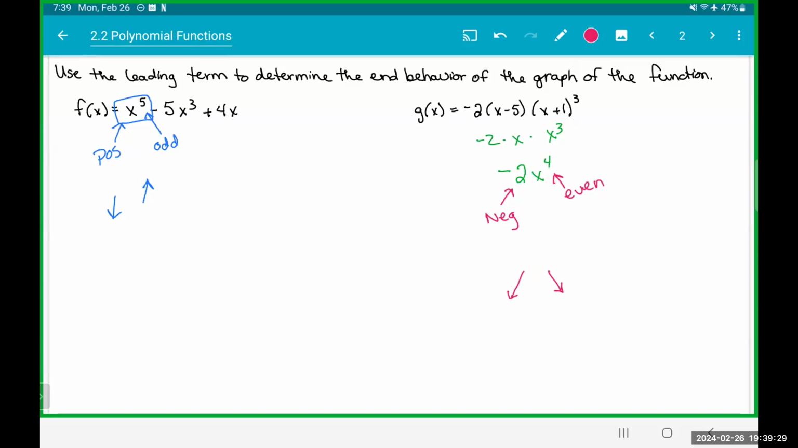Yes, go ahead, question. Professor, how did you get the x cubed?